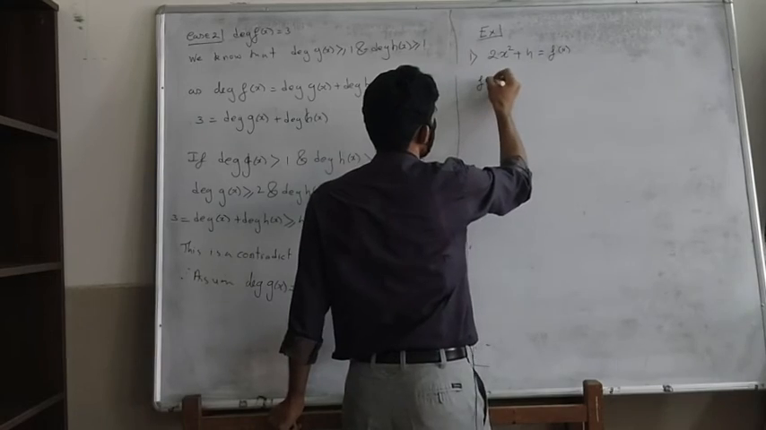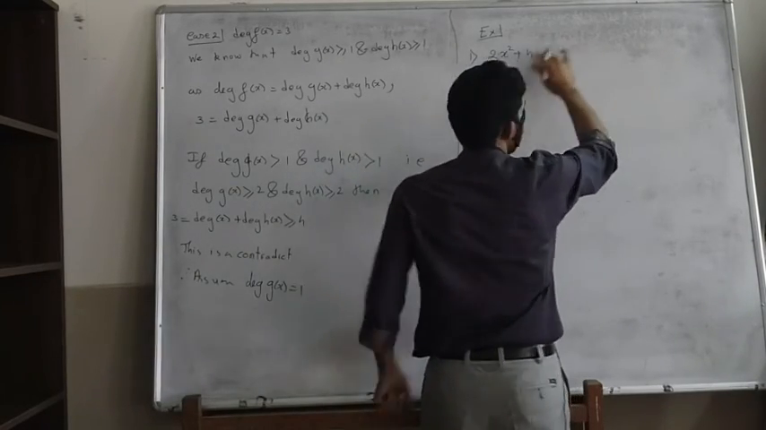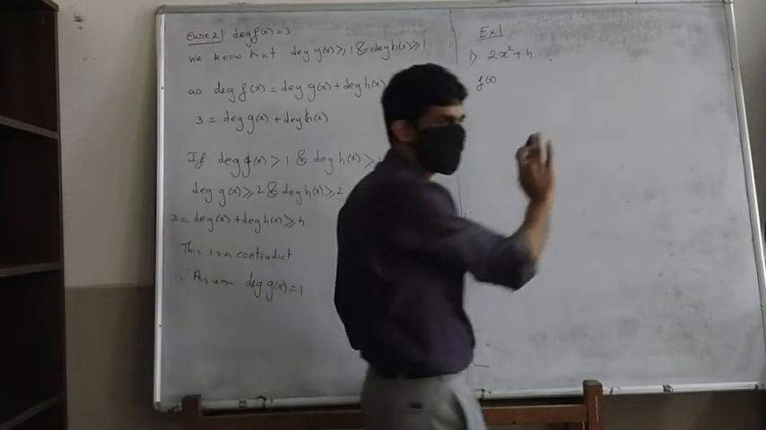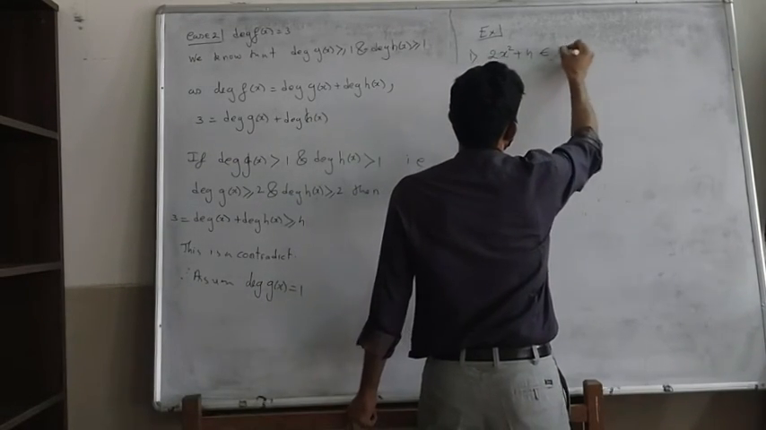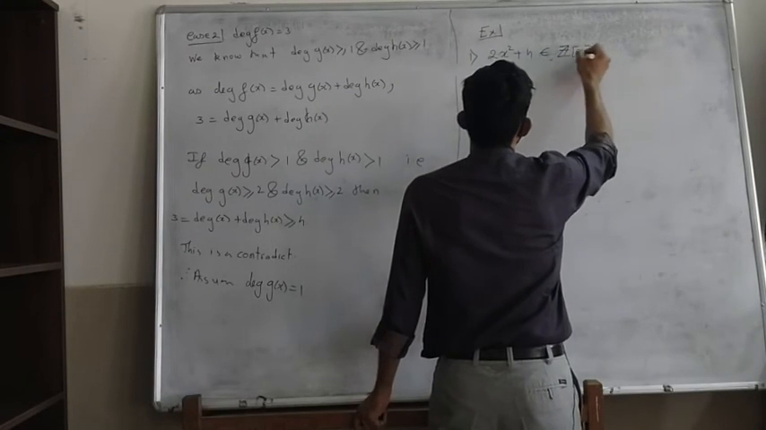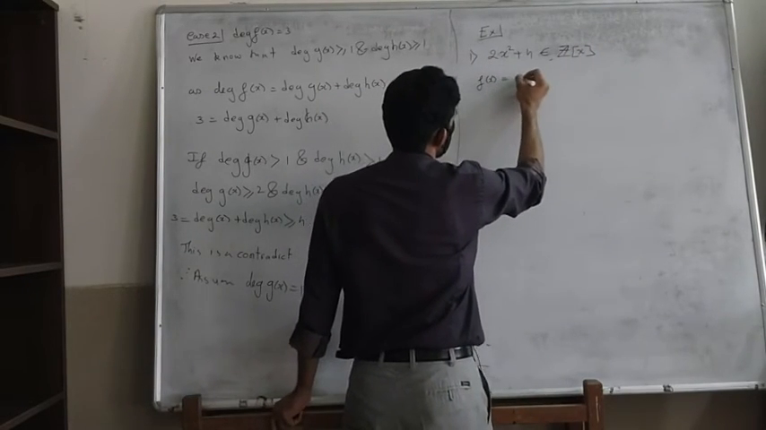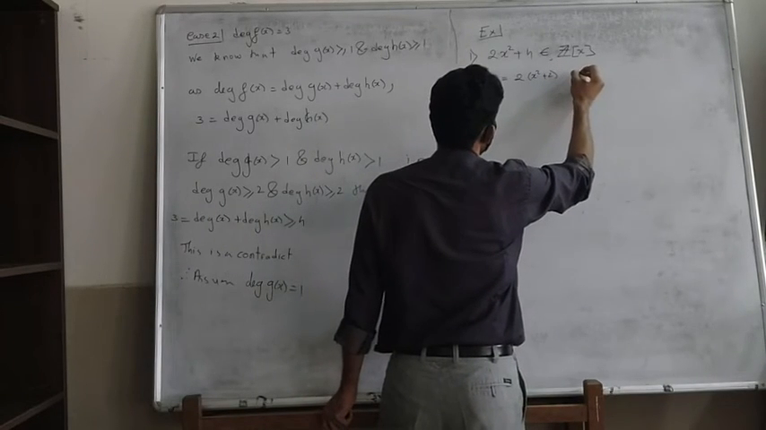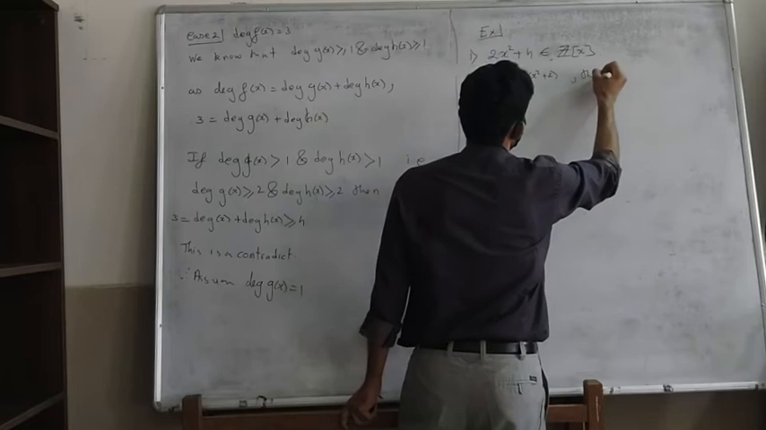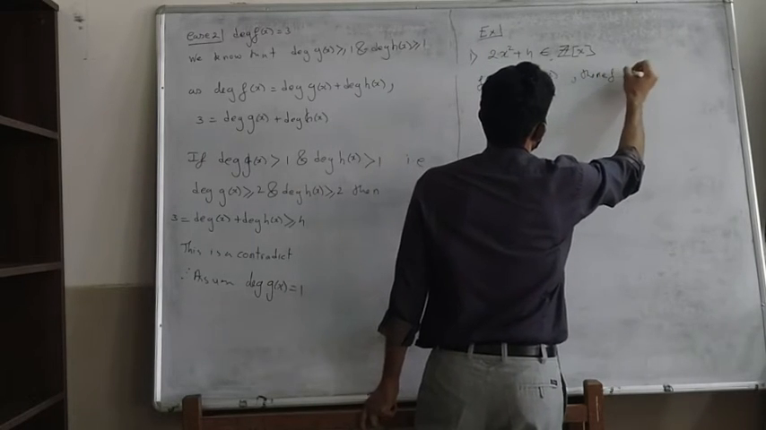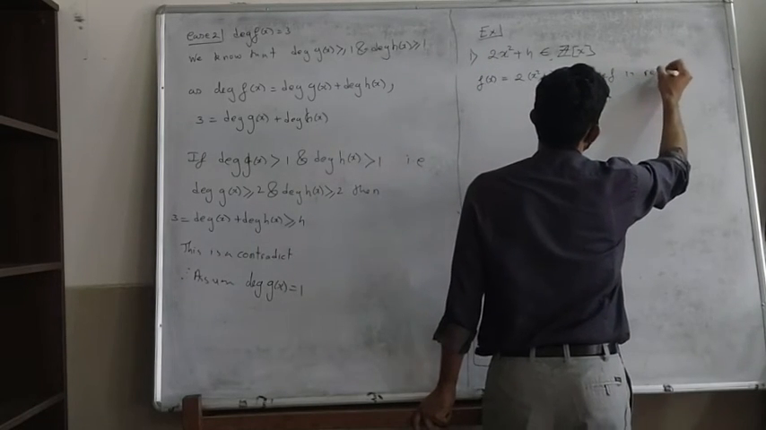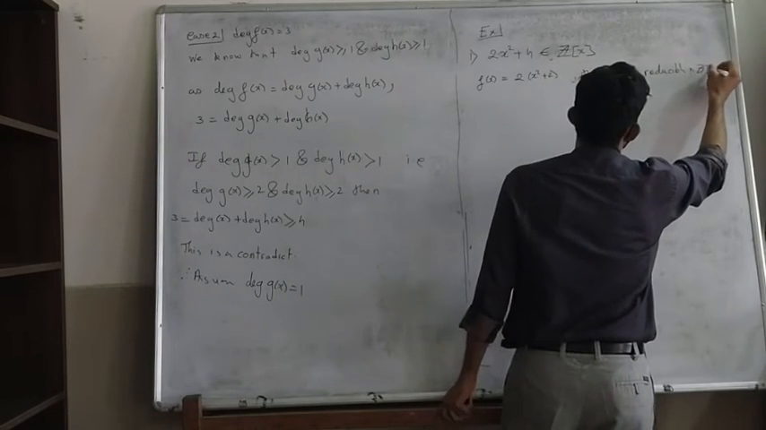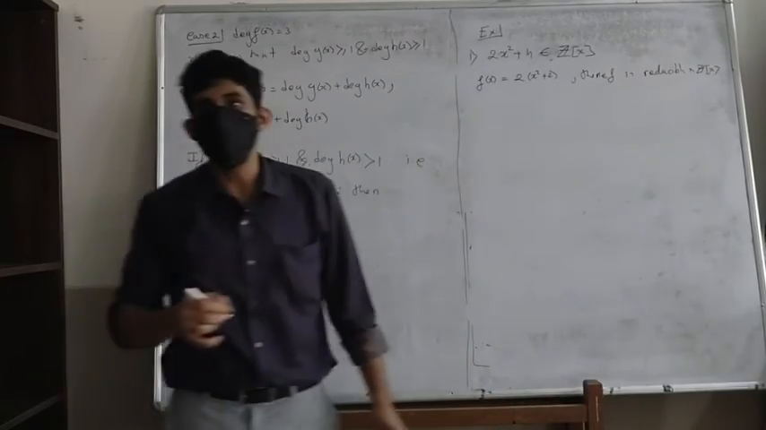So in Z[x], again I am talking about the 2 and 4, which are all integers. So this can be written as 2 times x square plus 2. Therefore, it is reducible in Z. Is it reducible in Q?